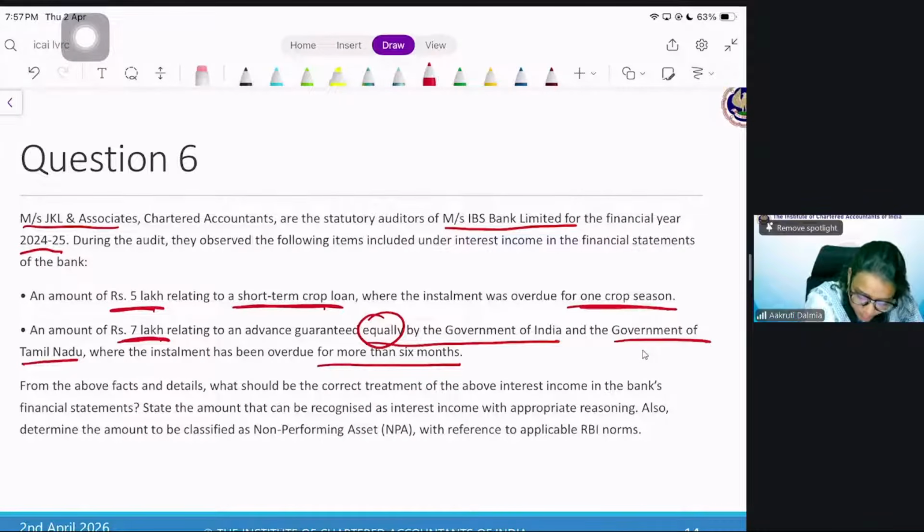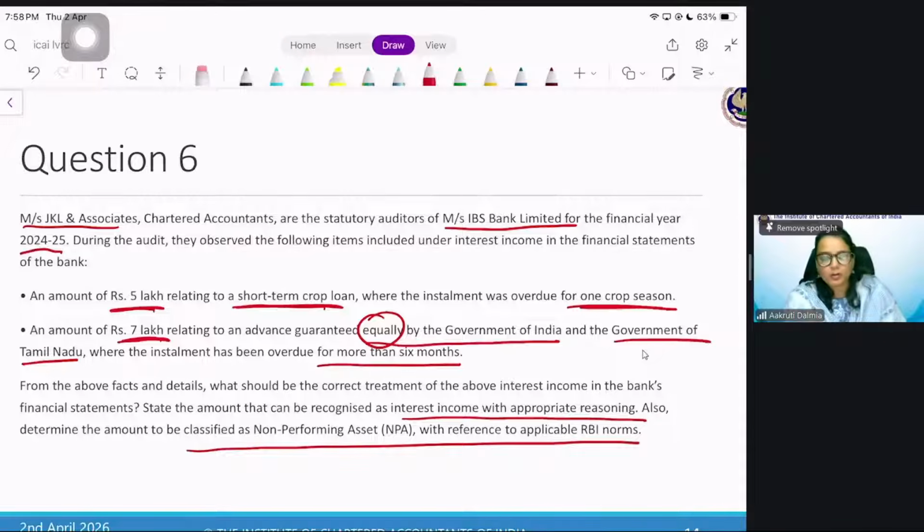From the above facts, what should be the correct treatment of the above interest income in the bank's financial statements? State the amount that can be recognized as interest income with appropriate reasoning. Also determine the amount to be classified as NPA with reference to applicable RBI norms.